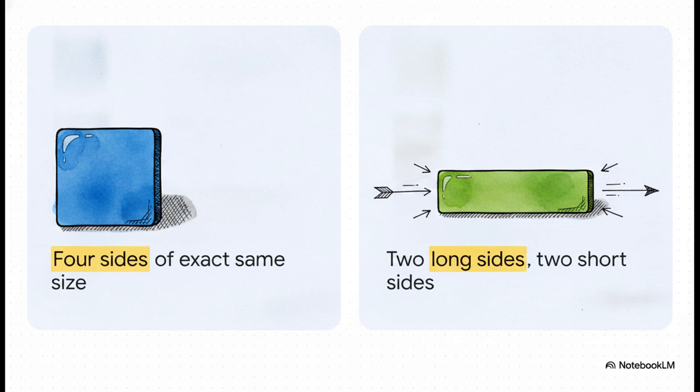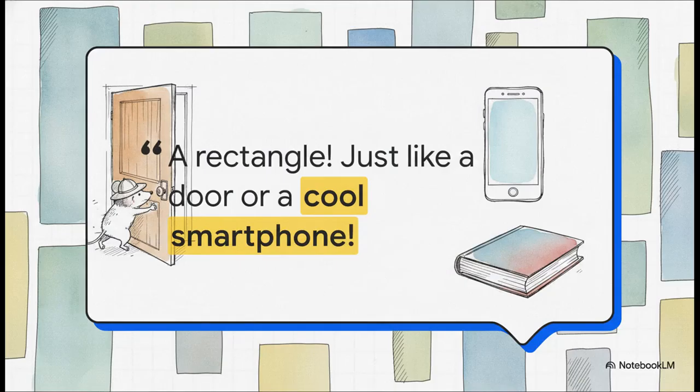The rectangle essentially takes the square's structure and just pulls it. They're geometrically related, for sure, but fundamentally different in their proportions. The mouse demonstrates this perfectly by throwing open a door for us. A rectangle, just like a door or a cool smartphone. It's kind of wild when you realize that things like books, doors, and the phones we literally stare at every single day completely rely on this exact long and short-sided geometry to function.